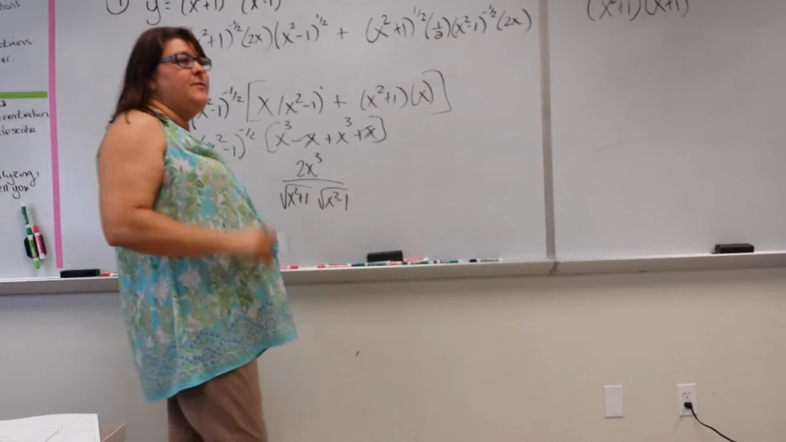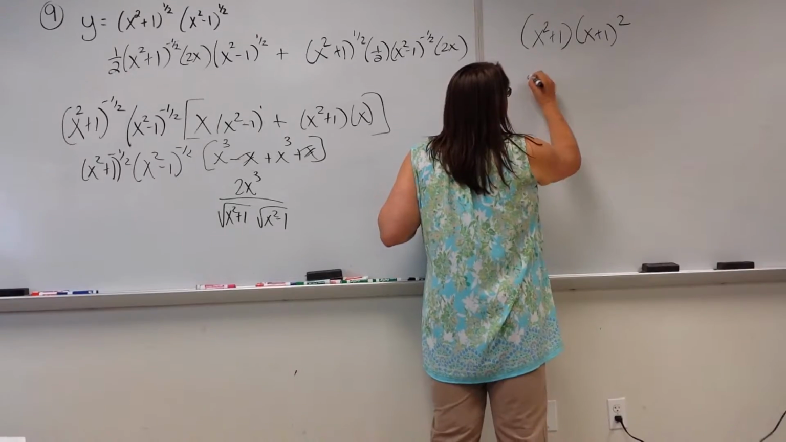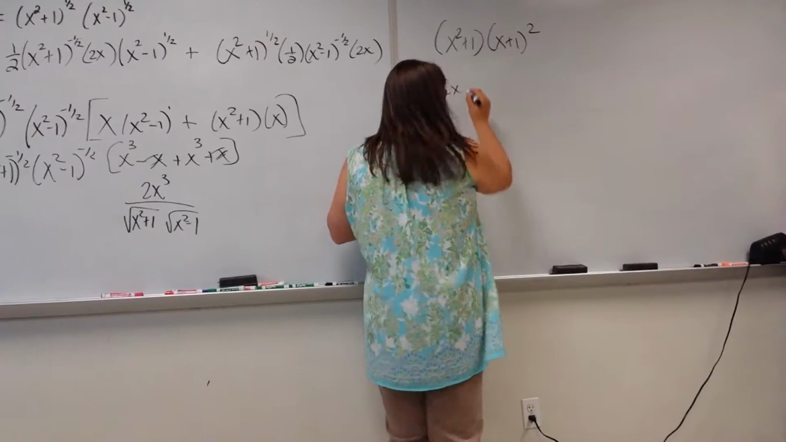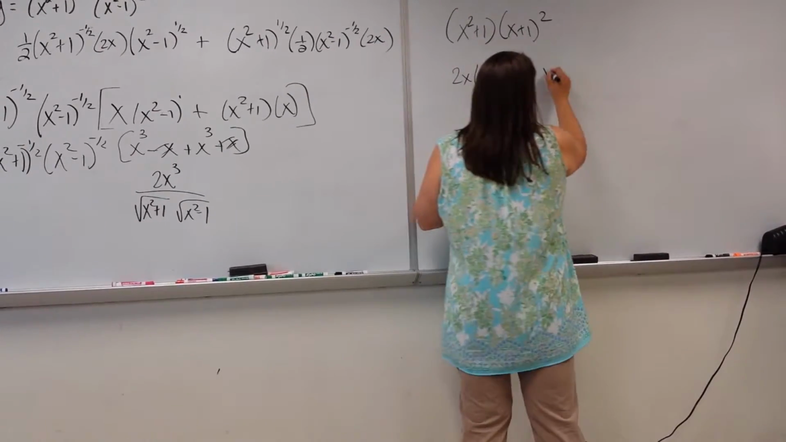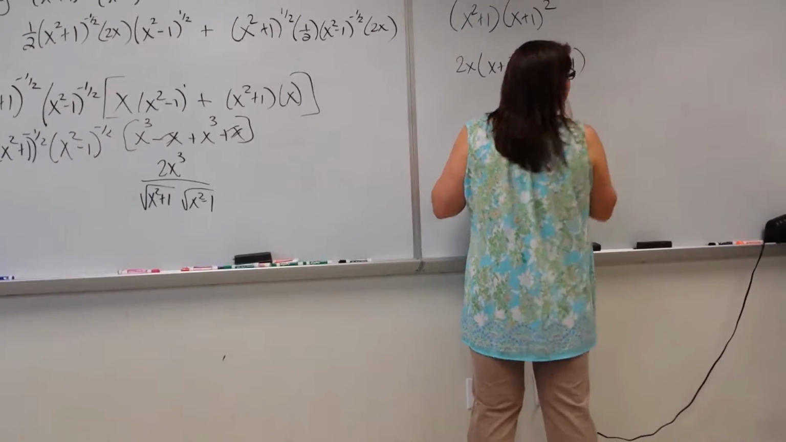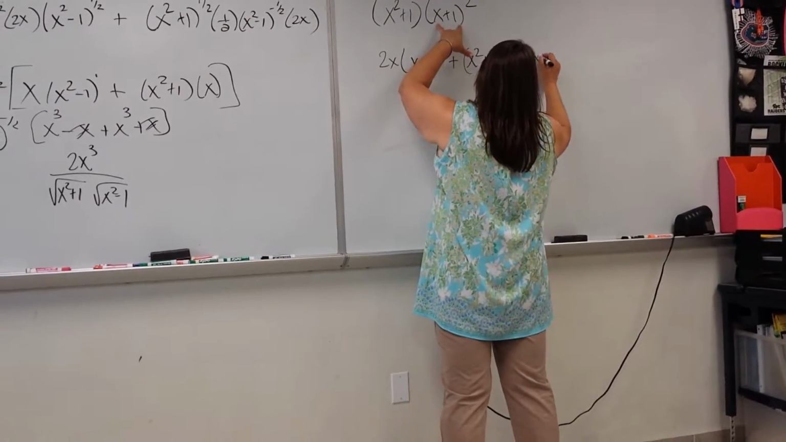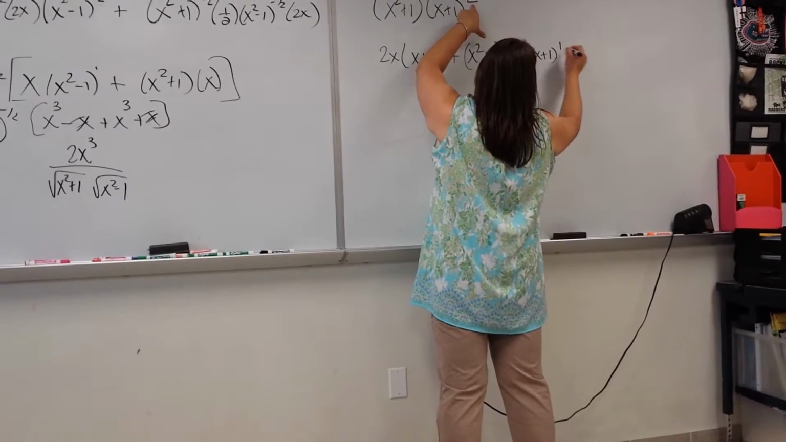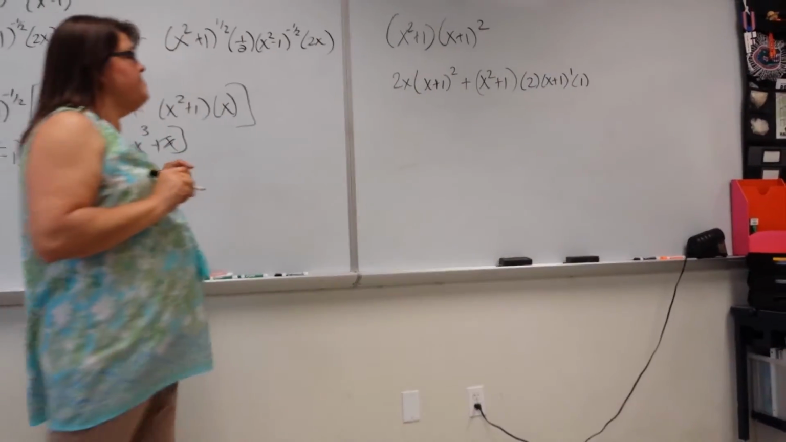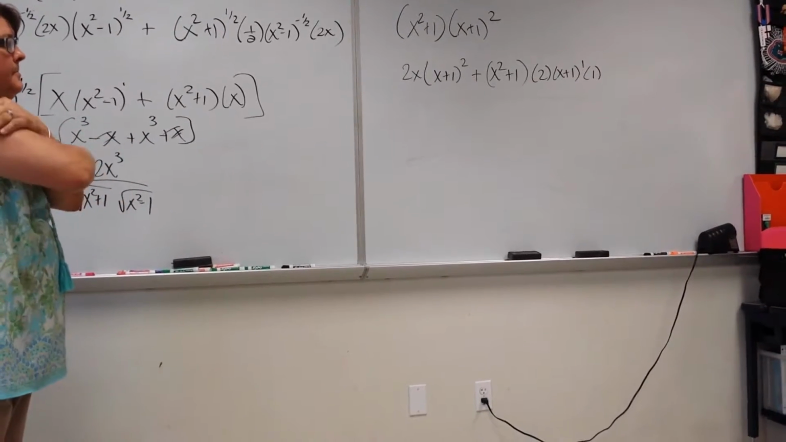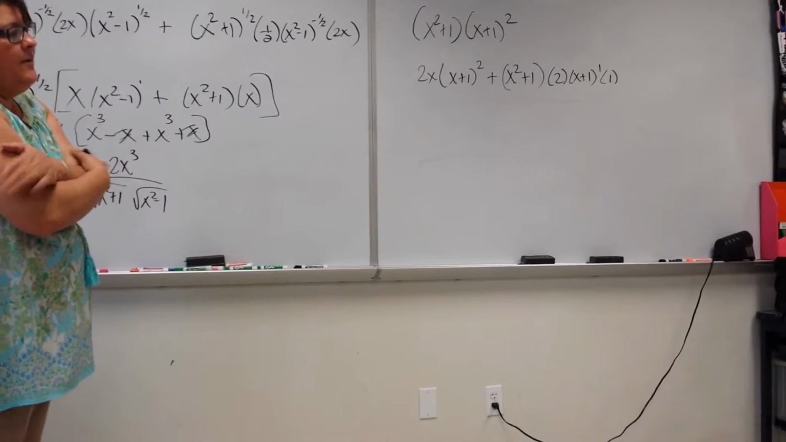We're going to do the derivative of the first, which is what? 2x. Good. Derivative of the first times the second, plus the first times the derivative of the second. Chain rule. Good. 2 times x plus 1 squared, plus 2 times x plus 1 to the first times x squared plus 1. Bam. So you do the chain rule when there's an x in it, right? Right. Okay. Now that would be done.